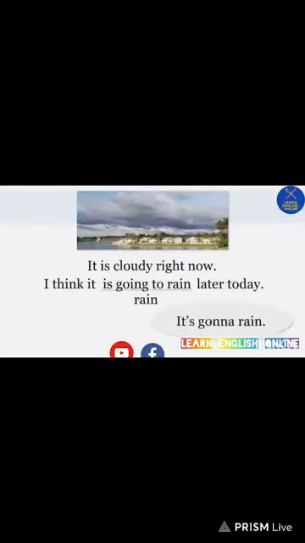Gonna is going to, but only when we talk. We never write it like this. It's incorrect. But when you hear people talk about the future, often they reduce or make going to shorter, and it sounds like gonna when we talk. It's gonna rain.